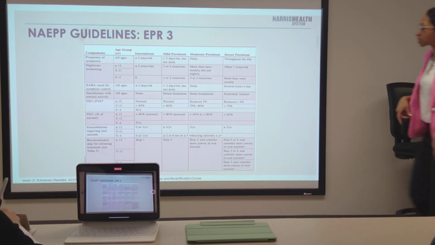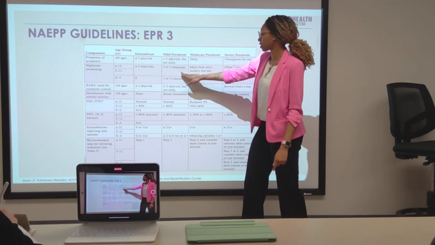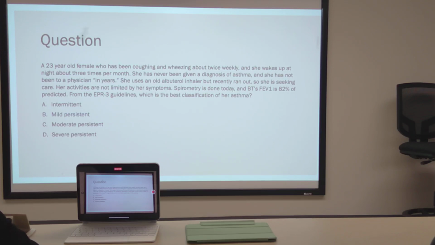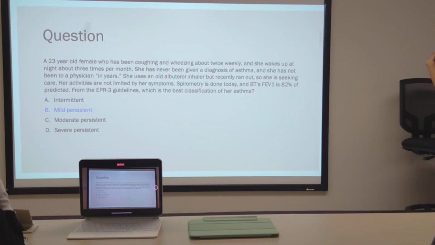So where is that? Mild persistent. That's here. So now we know that she's having symptoms, but she's waking 3 or 4 times per month. So what we do is go with whichever one is the highest. So she would be considered mild persistent. Does that make sense? Yes. So even if she had 2 in intermittent and 1 in severe, she would automatically go to severe.